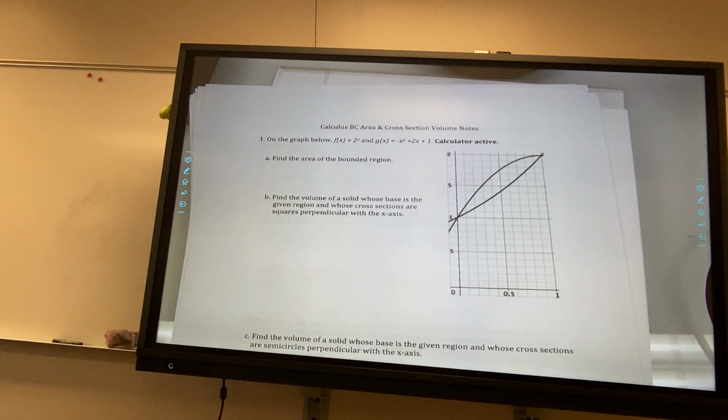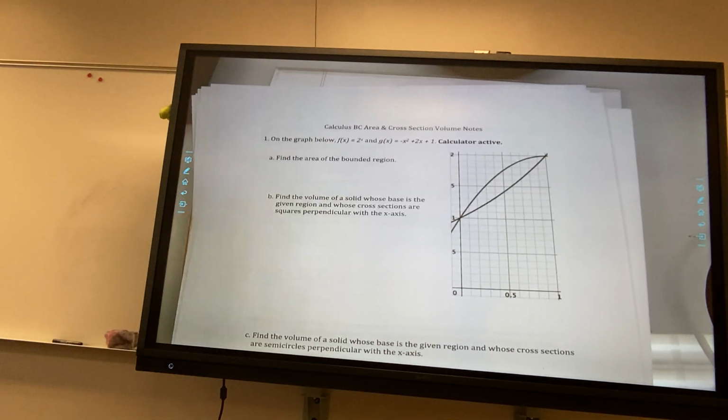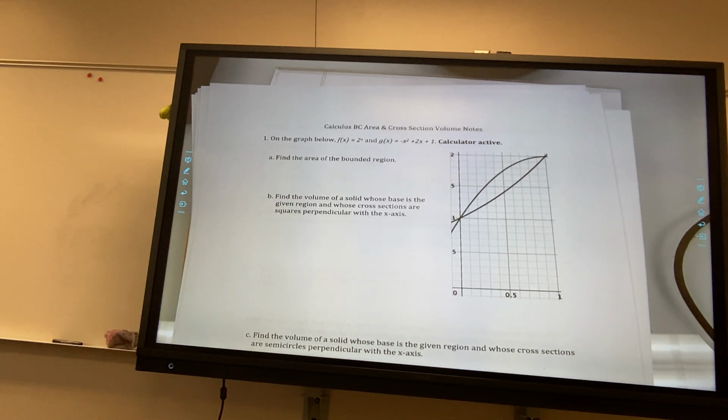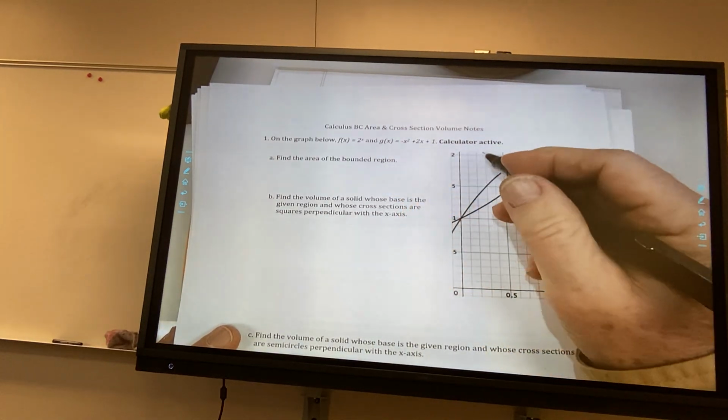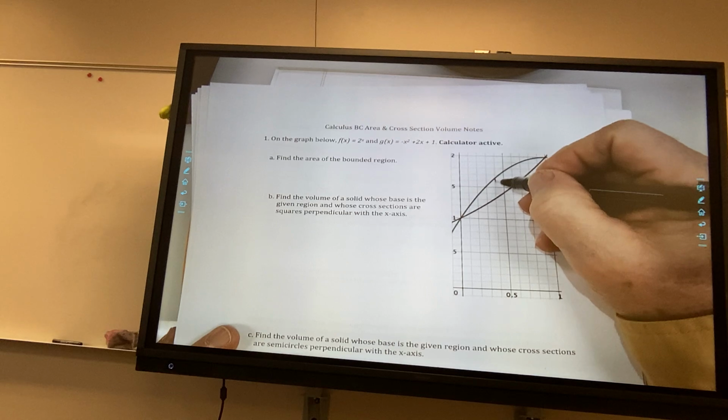Without an eraser. Okay, and this one's calculator active, so I'm going to grab a calculator. You may want to have yours too in case you need to remember something. And I know you guys love TIs, but I'm not going to use a TI. All right, so the area bounded by this region is this right here.